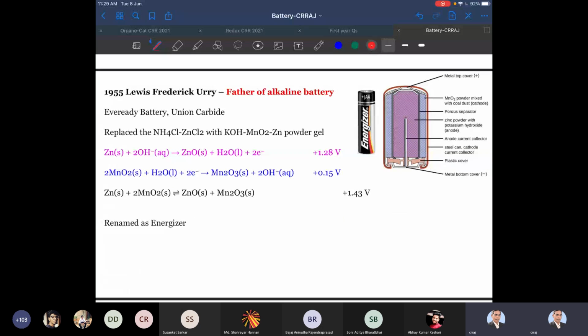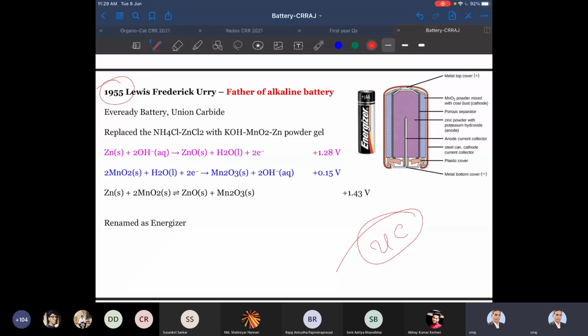That is the Eveready battery, what we call the pencil battery. Lewis Urry. It is an interesting story. He was basically working here in Canada with Union Carbide. Union Carbide, that's a very famous industry. The Eveready battery is Union Carbide's. He was asked to go to the US to work on the battery. So he read the literature, collected the patents, all that.